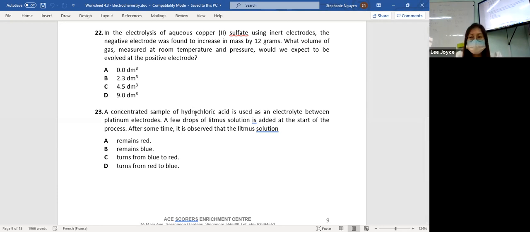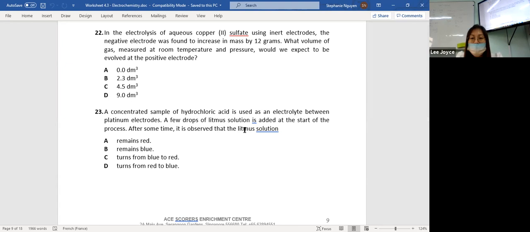So when the H+ ions are being discharged at the cathode, the amount of H+ ions that's removed could be coming from the acid or the water. But it doesn't matter because in the end, the amount of H+ ions that remains will still be more than that of the hydroxide. See that? So that is why the H+ ions will cause the litmus to remain as red.